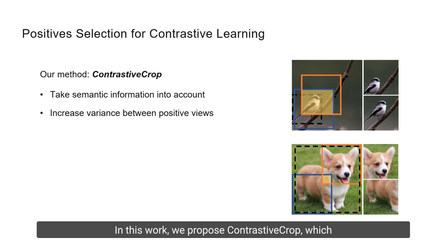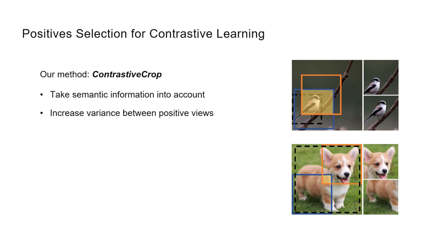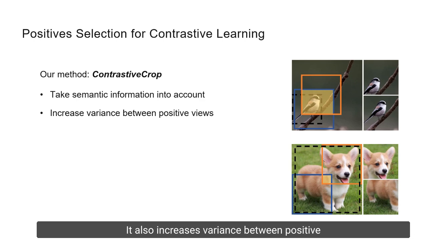In this work, we propose contrastive crop, which is tailored to make better contrastive views. Unlike random crop, contrastive crop takes semantic information into account so that the crops won't miss the object in most cases. It also increases variance between positive views, so that more meaningful representations could be learned through distance optimization.